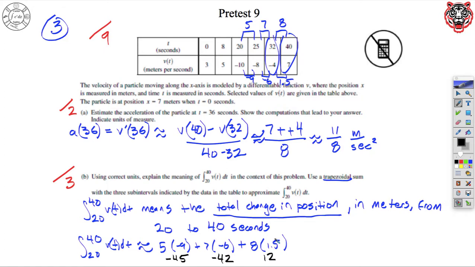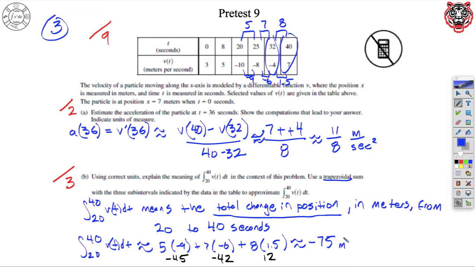Okay, that took me a while. Hold on. All right, so if I add up negative 45 and negative 42, that's negative 87. Negative 87 plus 12, that makes a negative 75. So this thing is approximated by negative 75, and our units here are just meters. So I can just leave it now. I need to take a trapezoid. Oh my god, I'm so slow.